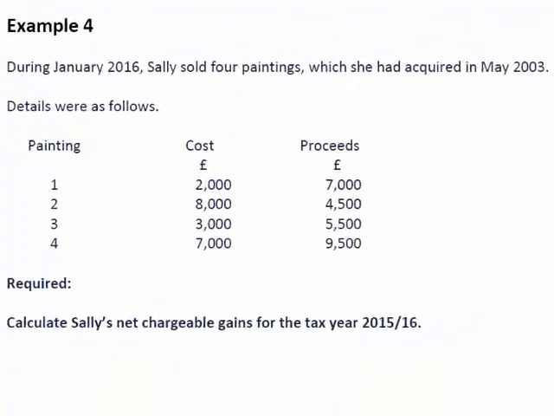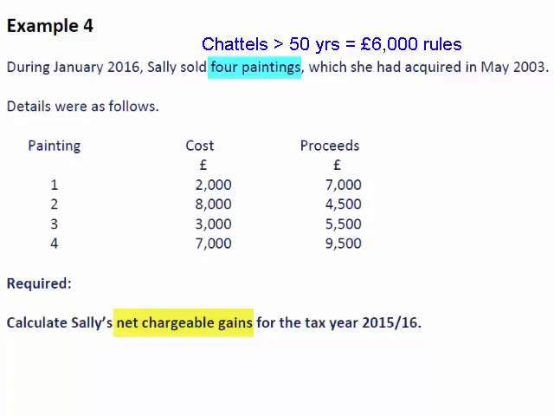In example 4, you're being asked to calculate Sally's net chargeable gains for 2015-16. We've got more than one disposal in this question, so we're going to have to net off any gains and losses. She sold 4 paintings. First of all, we need to consider what kind of disposal this is. A painting is a chattel, but has a life of more than 50 years and so is non-wasting. Therefore, the £6,000 rules will apply.